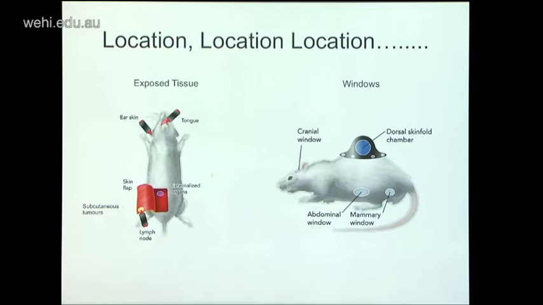So there's 2 different situations that I'm going to talk about today, and they are exposing tissue and then using windows. So this was how everything was done very early on. We'd look at organs that were very superficial and easy to access, and examples of those are things such as the skin and the ear as a model for different stem cells, and also the skin itself and different infection models.